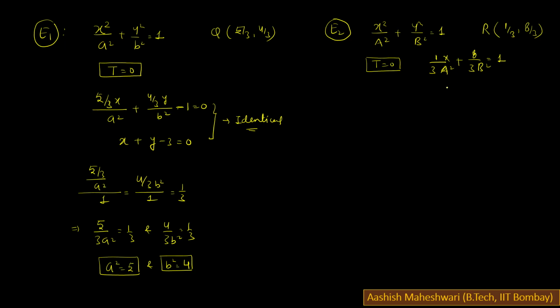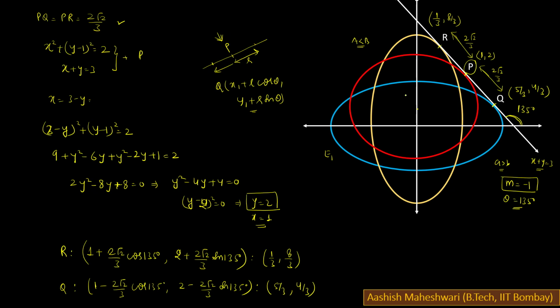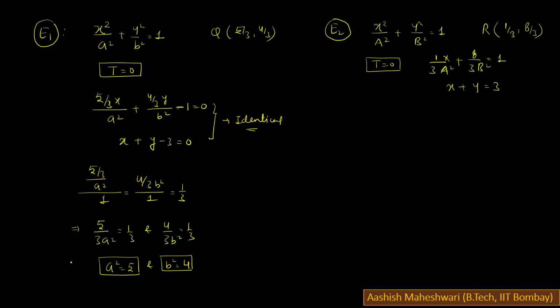Okay, and this tangent is x plus y is equal to 3. Same point, right? The tangent equation at R is again x plus y is equal to 3. Again, if I compare these two, because these are identical equations, you can see 1 by 3 a square is equal to 8 by 3 b square is equal to 1 by 3. So from this you have got what is a square? A square is equal to 1, and what is b square? B square is equal to 8.